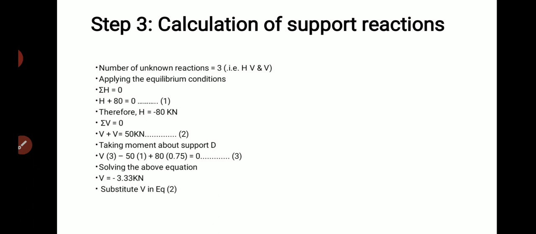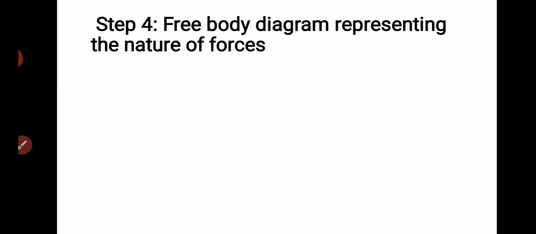Substituting this VA in equation 2, VD will be equal to 53.33 kilonewton. VA is minus 3.33 kilonewton. Since it is a vertical reaction, the minus sign represents that it is in the downward direction. So VD is 53.33 kilonewton in the positive direction.